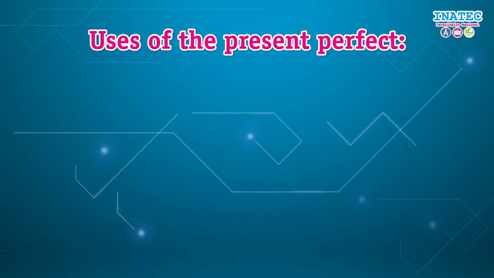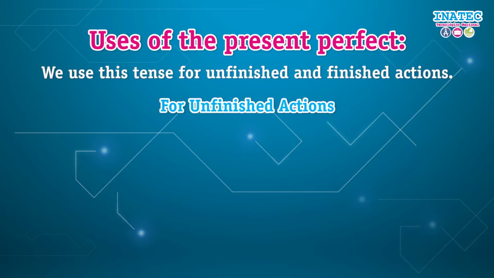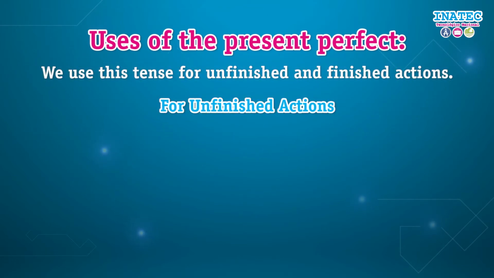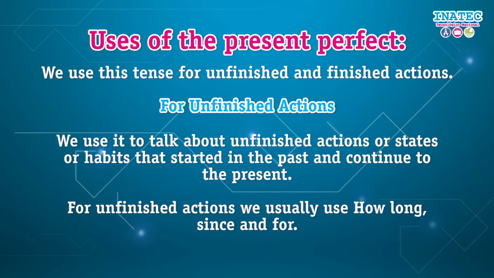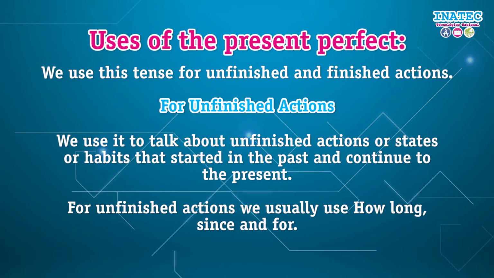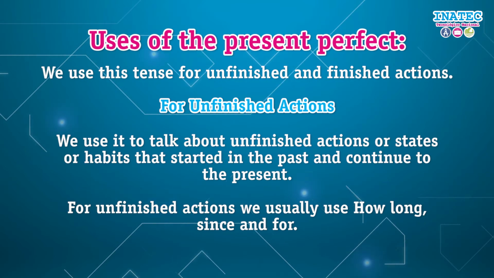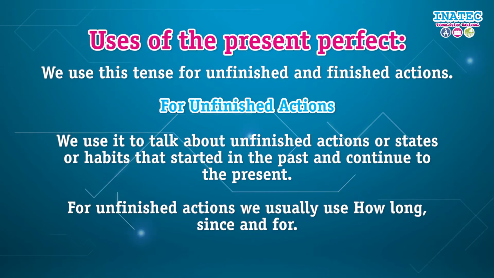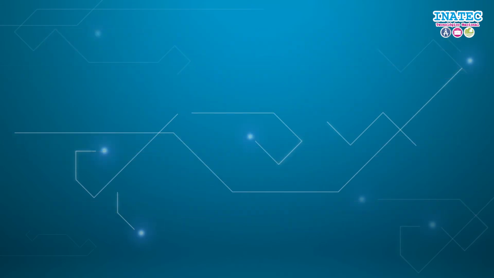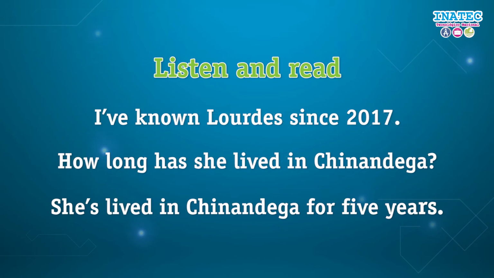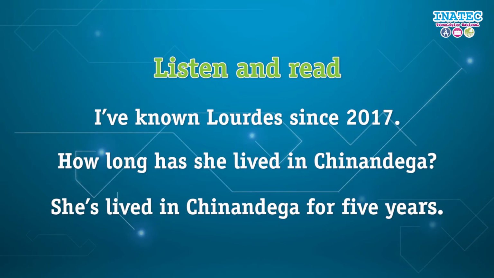Uses of the present perfect. We use it for unfinished and finished actions. For unfinished actions, we use it to talk about unfinished actions or states or habits that started in the past and continue to the present. For unfinished actions, we usually use how long, since, and for. Listen and read. I've known Lourdes since 2017. How long has she lived in Chinandega? She's lived in Chinandega for 5 years.